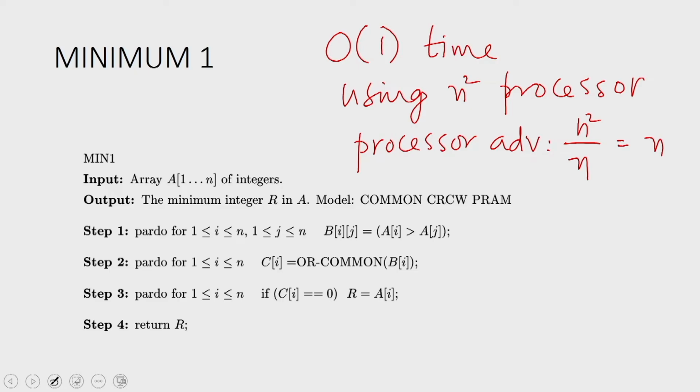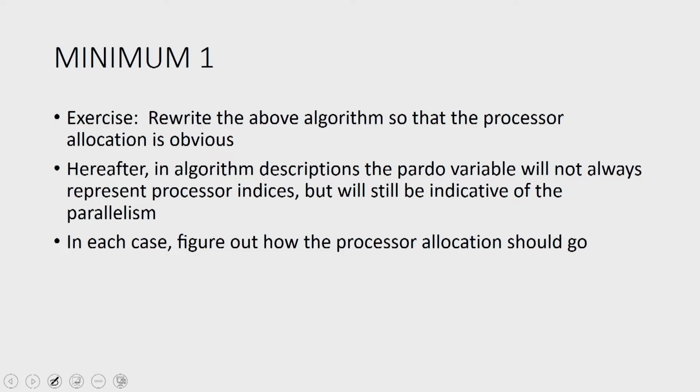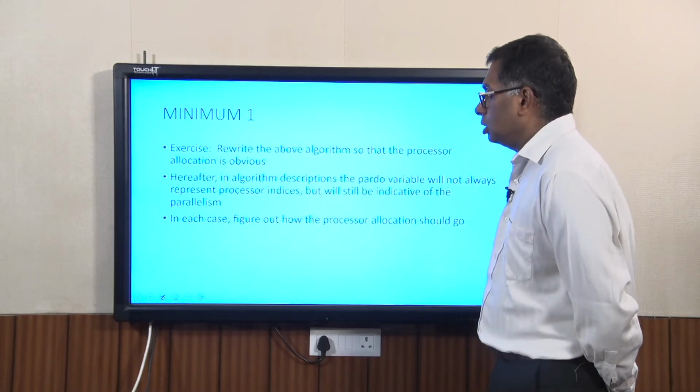Please take a look at the algorithm specification here. The processor allocation has not been made explicit here. In the first step, all I say is that for all possible ordered pairs ij, bij has to be filled according to the specification. But then which processor should do the copying of which ij is not specified. So, that allocation is unspecified here. So, hereafter in algorithm descriptions the pardo variable will not always represent processor indices, but will still be indicative of the parallelism. The allocation will not always be explicitly stated, but in each case you would be able to figure out the processor allocation easily enough.